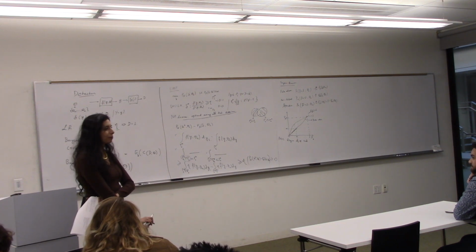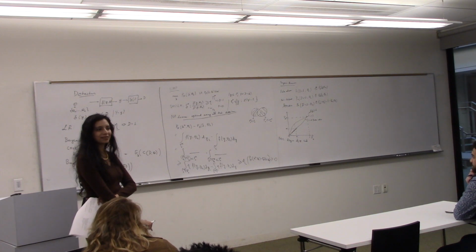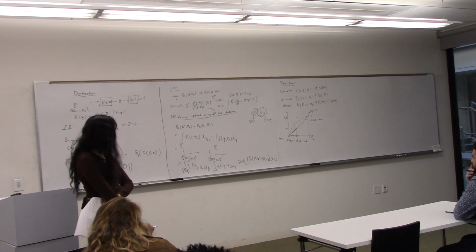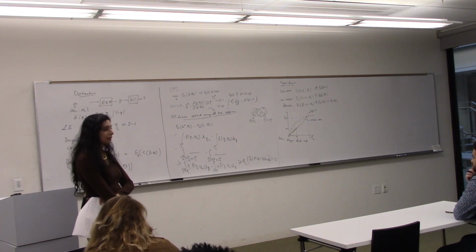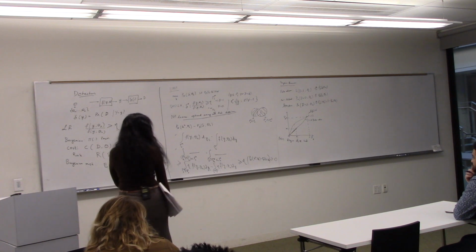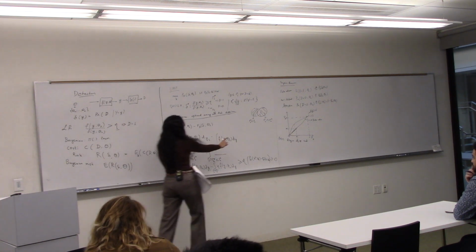Is there anyone for whom this is not clear? Yeah. I was just wondering if you could explain the step where you add the intersection of gamma naught.